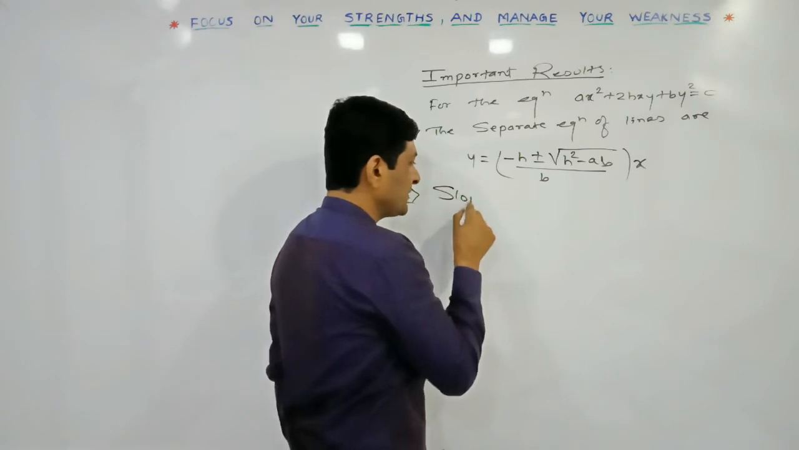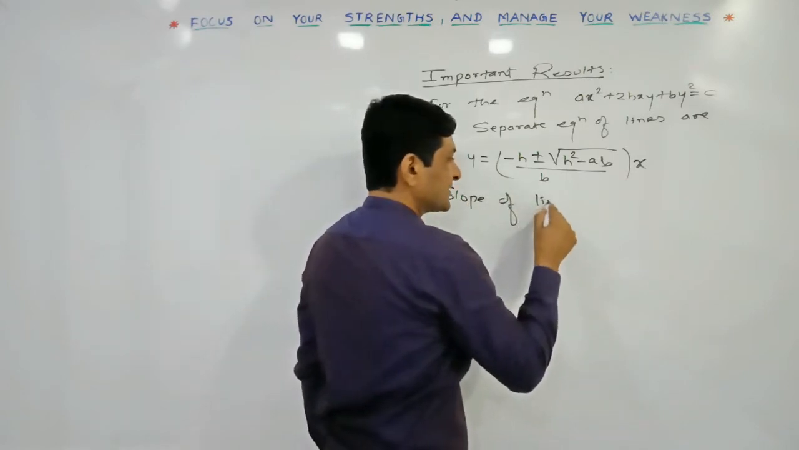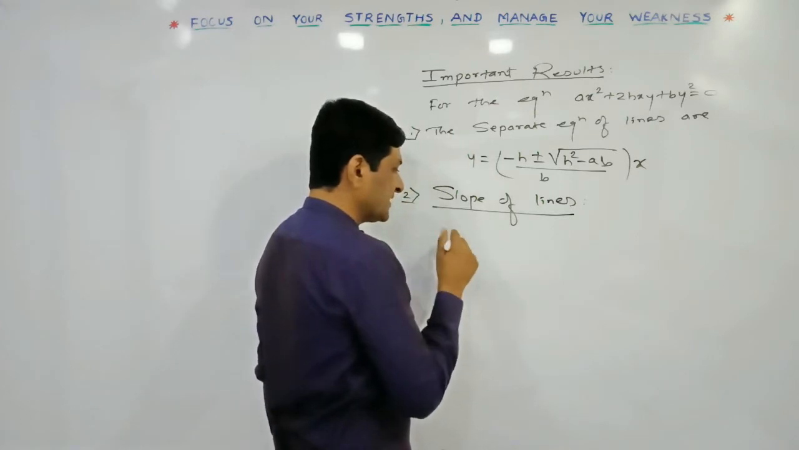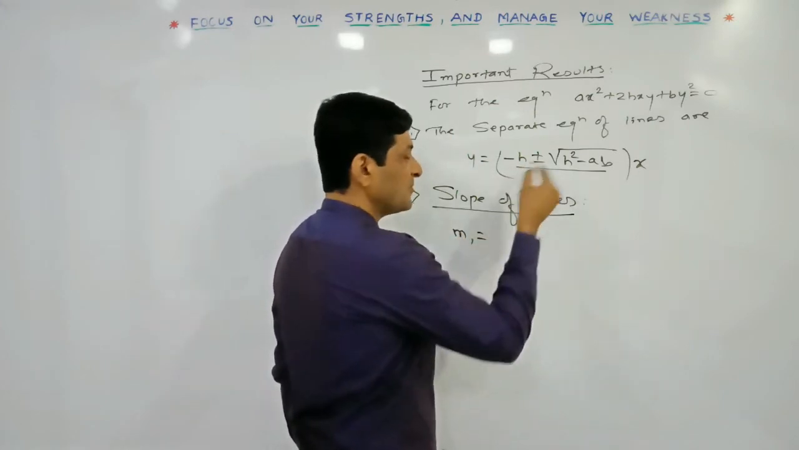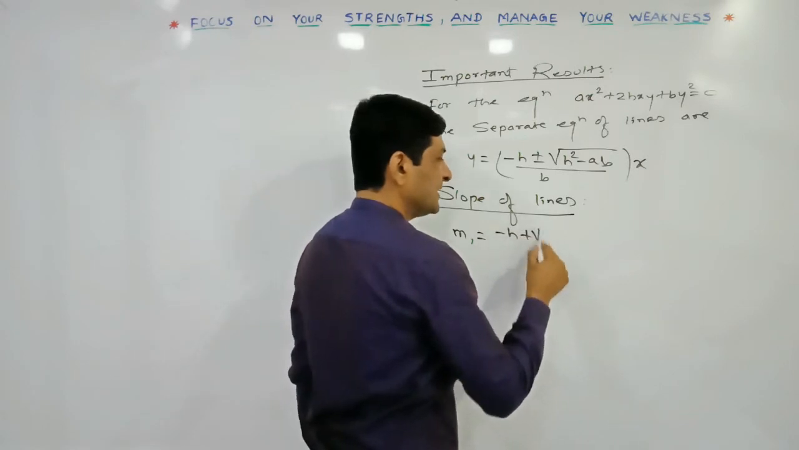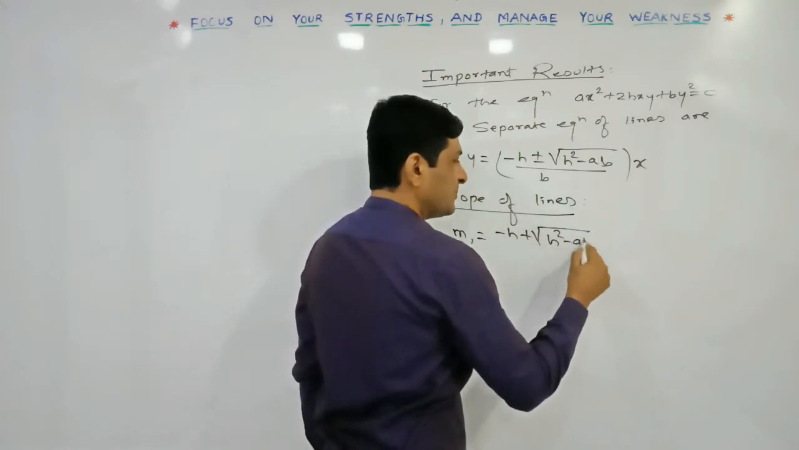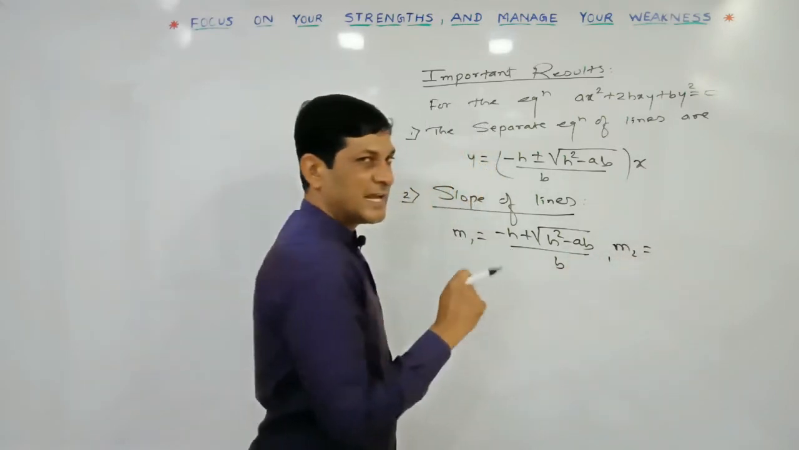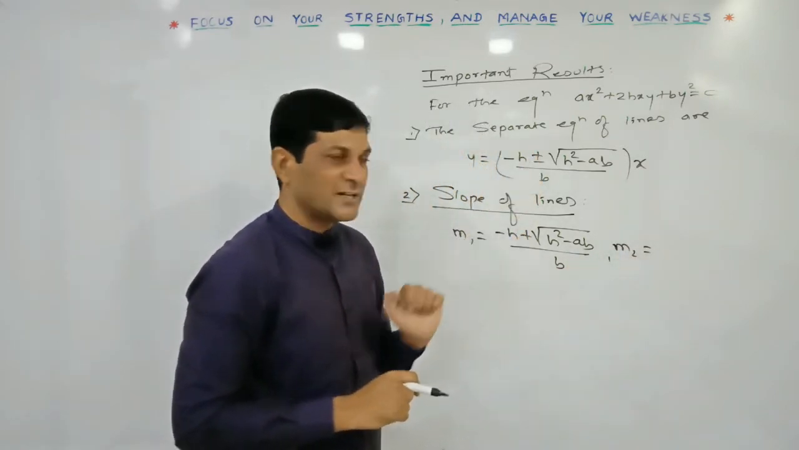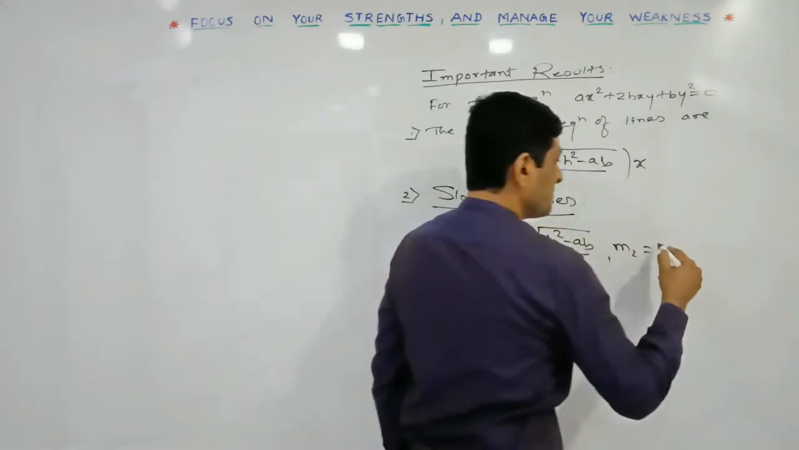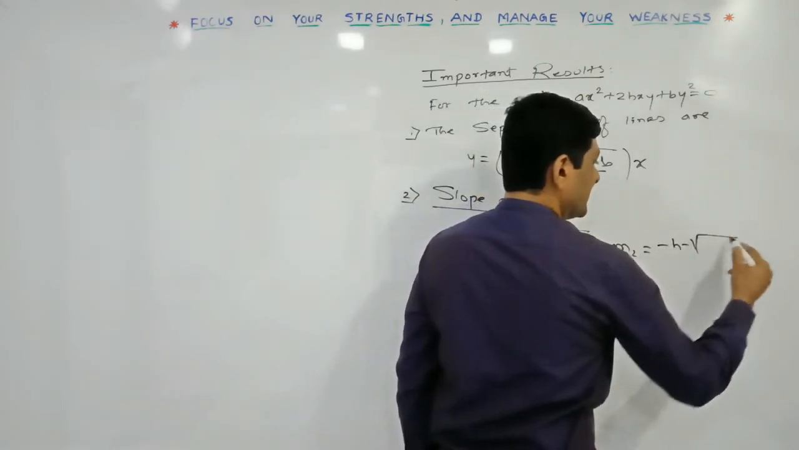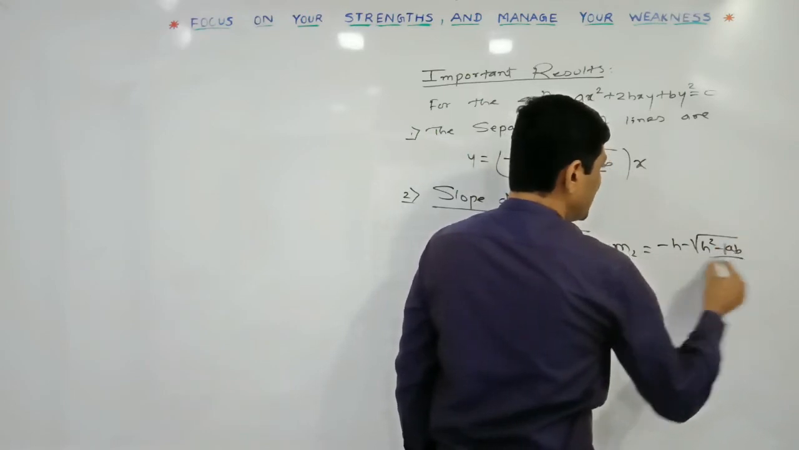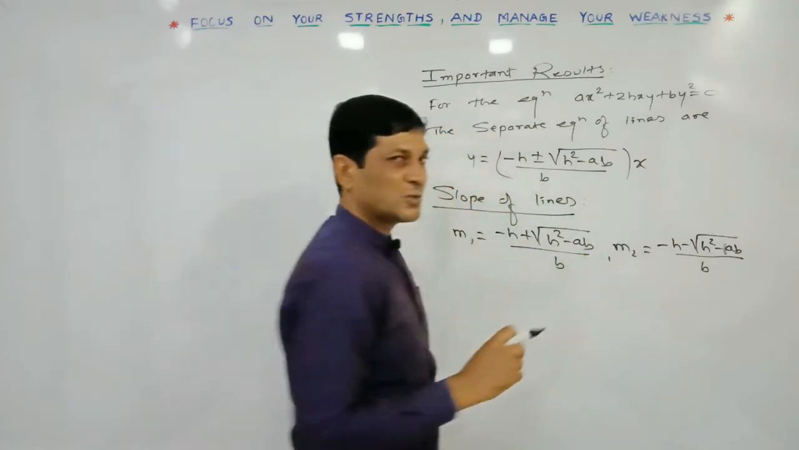So slope of lines. First let us denote the slope of the first line by m1. What is the value of m1? Minus h plus under root h square minus ab upon b. And let us denote the slope of the second line by m2. If we consider plus, we will get the slope of the first line, and if we consider minus, we will get the slope of the second line. So m2 is minus h minus under root h square minus ab upon b. Applying this formula, we are able to find out the slopes of the two lines.